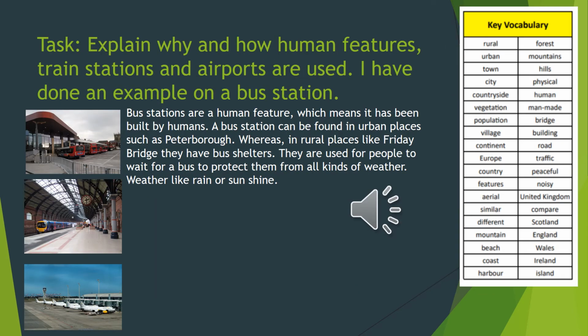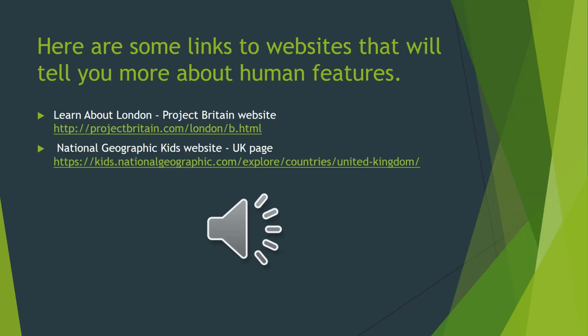Task. Explain why and how human features like train stations and airports are used. I've done an example of a bus station. Bus stations are a human feature, which means it has been built by humans. A bus station can be found in urban places such as Peterborough, whereas in rural places like Friday Bridge, they have bus shelters. They are used for people to wait for buses to protect them from all kinds of weather like rain or sunshine. Here are some links to websites that will tell you more about human features.